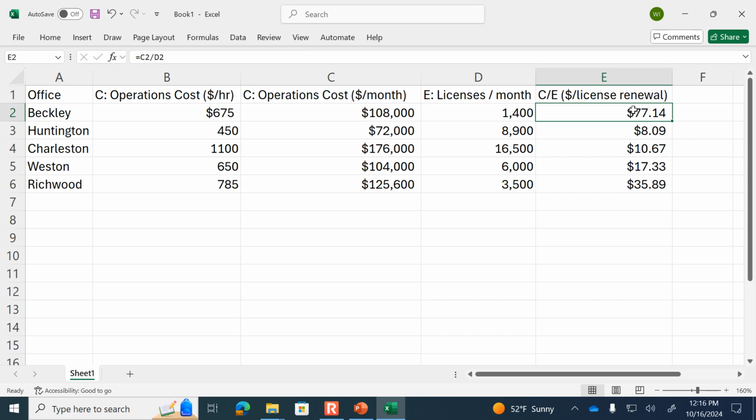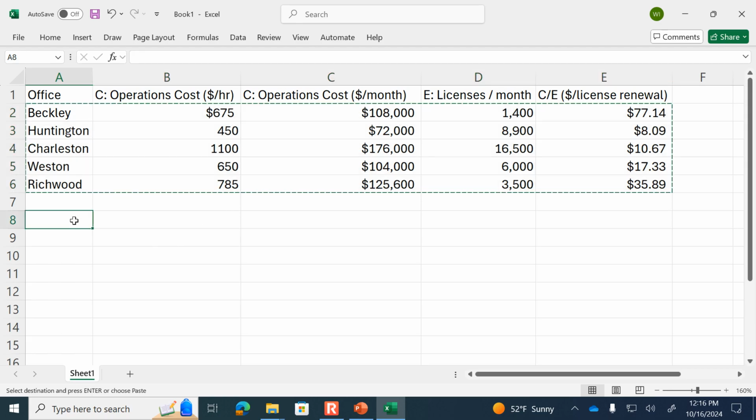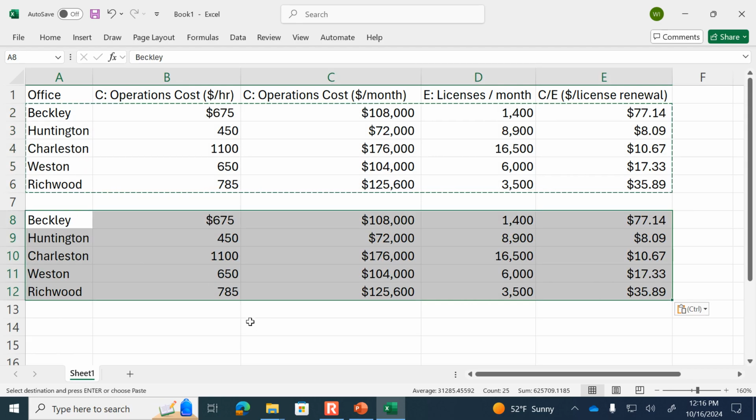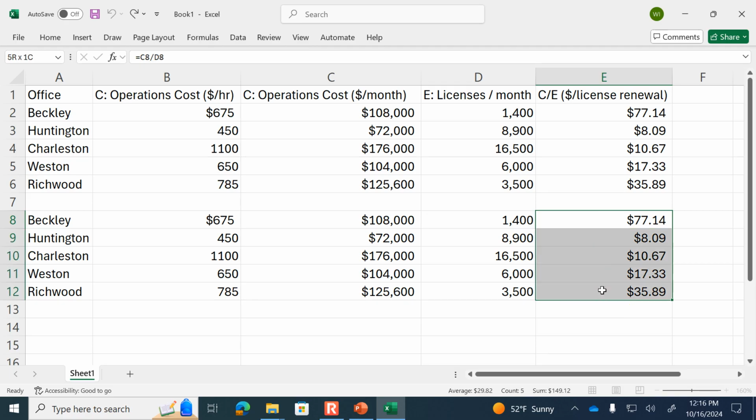Their cost per license renewal is $77.14. So if we were going to try and optimize our operations, then what we're going to see is that they are at the bottom of the list. So let me copy all of this. So Control C and paste it below there. And I'm going to now order it in terms of the most efficient at the top and the least efficient at the bottom here. So I've highlighted the C to E.